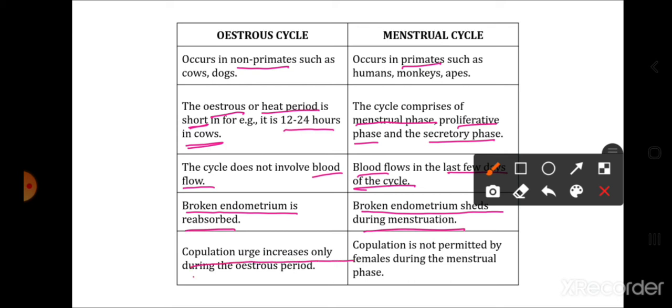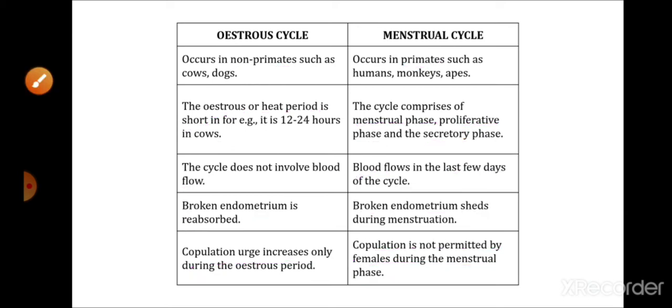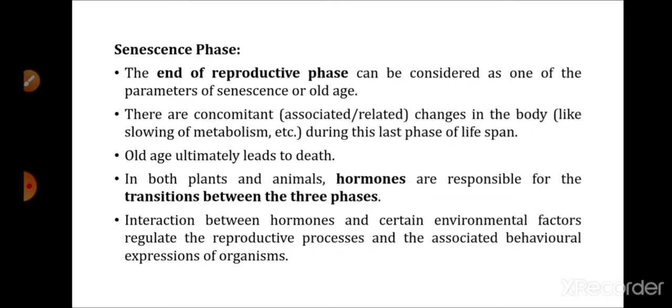Copulation urge increases only during the estrous period. Very important. In the estrous cycle, at the time of the estrous period only, copulation desire, sexual desire increases. But in the menstrual cycle, copulation basically is not permitted by the females during the menstrual phase. Normally, the females do not permit copulation during the menstrual phase. So these are some of the differences between the estrous and menstrual cycle.